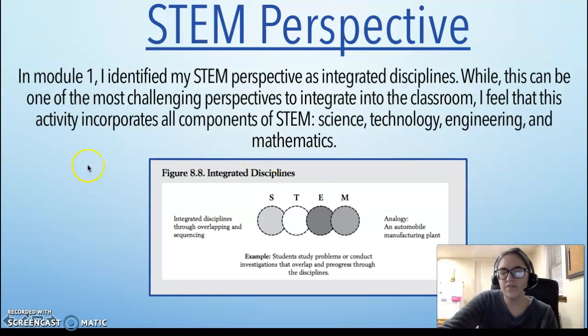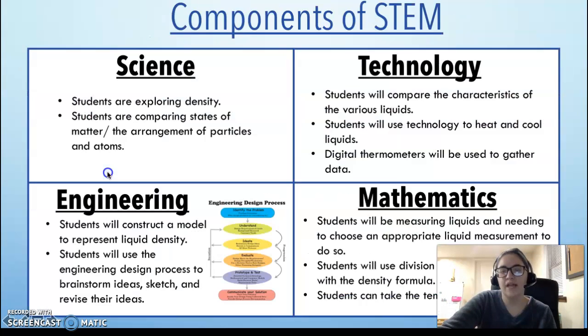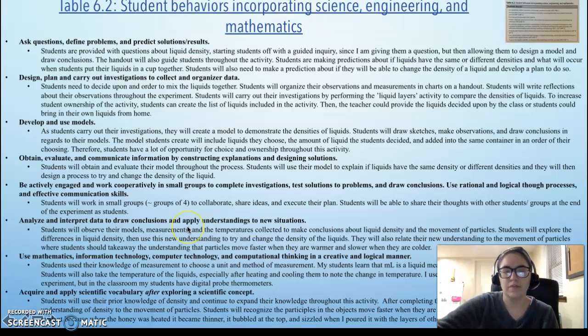My STEM perspective for this activity was integrated disciplines, because there are elements of science, technology, engineering, and math. For science, students are exploring density and comparing states of matter. For technology, students use technology to heat and cool liquids, and a digital thermometer. For engineering, they're constructing a model to represent liquid density, and they're brainstorming, sketching, and revising ideas. For mathematics, students are measuring liquids using division and taking the temperatures.